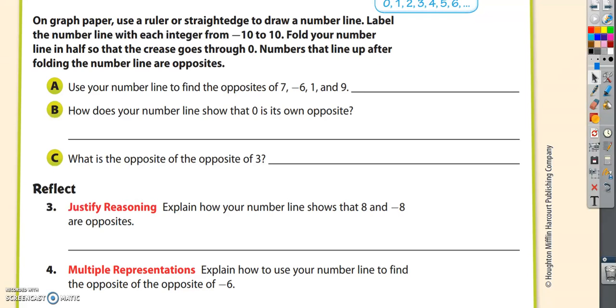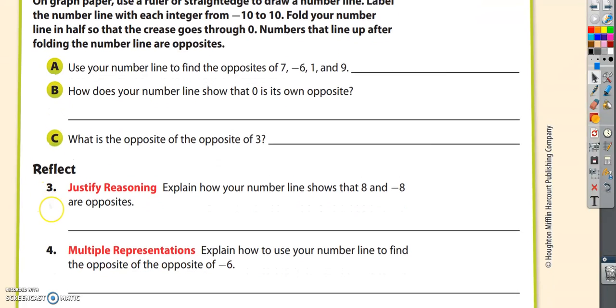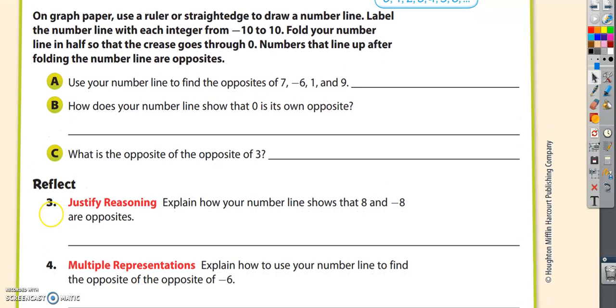Fold your number line in half so that the crease goes through 0. Numbers that line up after folding the number line are opposites. After you make this number line, I want you to answer these questions. Now would be a good time to hit pause or just stop the video, and then when you resume, you're ready to answer the questions.